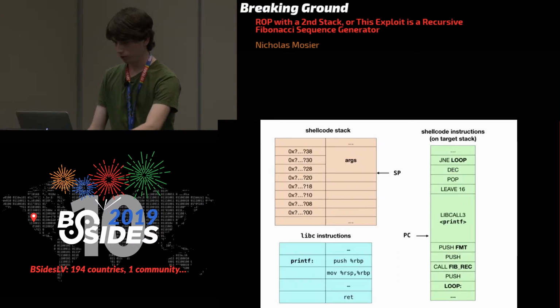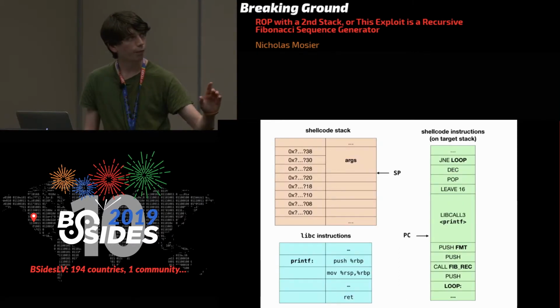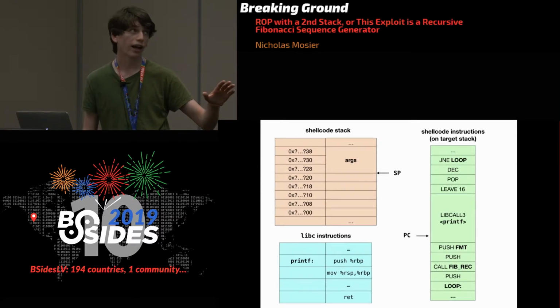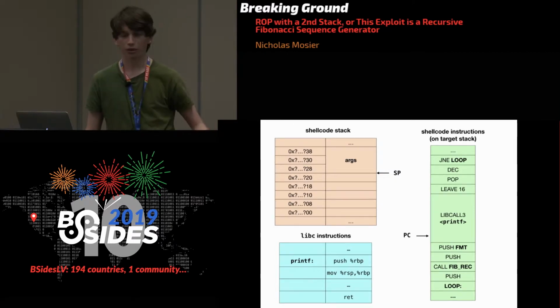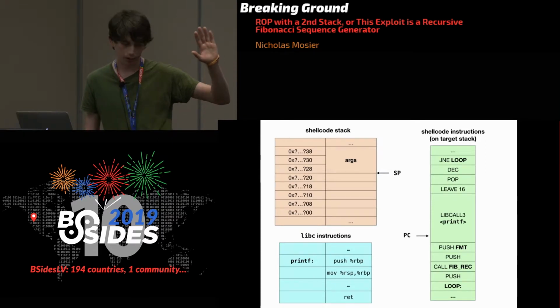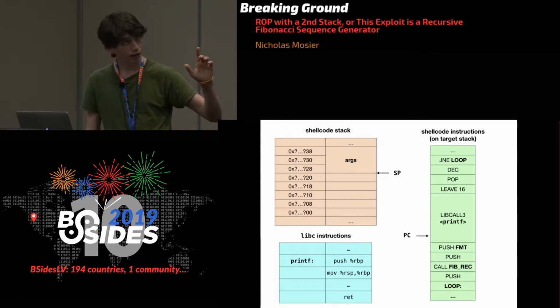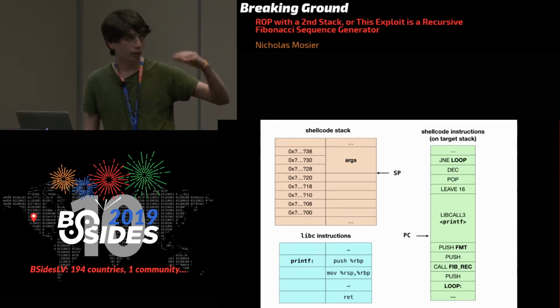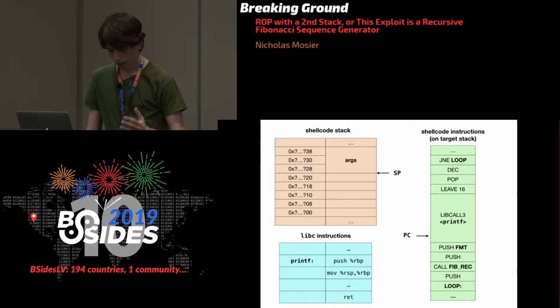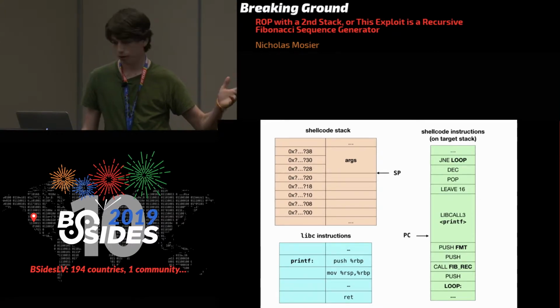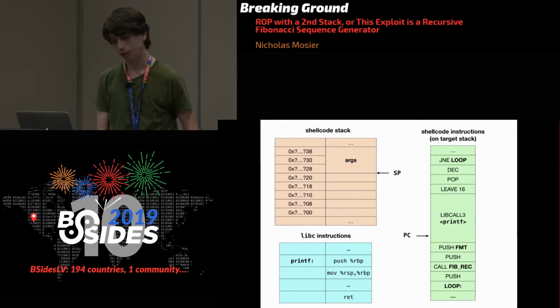Just to orient you first, on the right-hand side we have the shellcode instructions. These are actually located on the target stack, but let's just think of them as the shellcode instruction space where PC is pointing. Then on the top left is the shellcode stack. That's a completely different address space, or memory space. And then the bottom left is the libc instruction, so there's executable memory, in which all the gadgets and the library functions live.